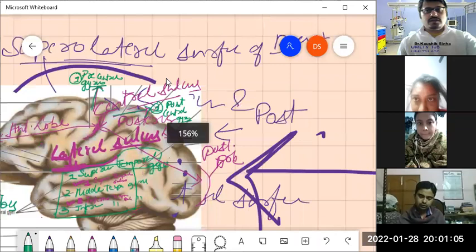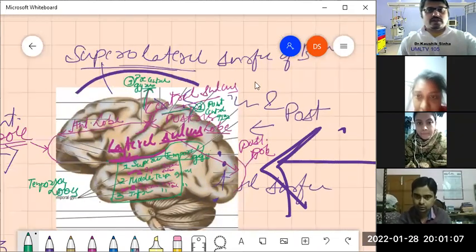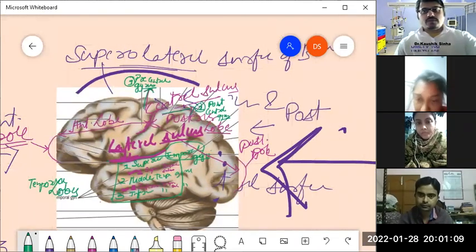Clear? Which one is the pre and the post-central gyrus? Yes, sir. Okay.